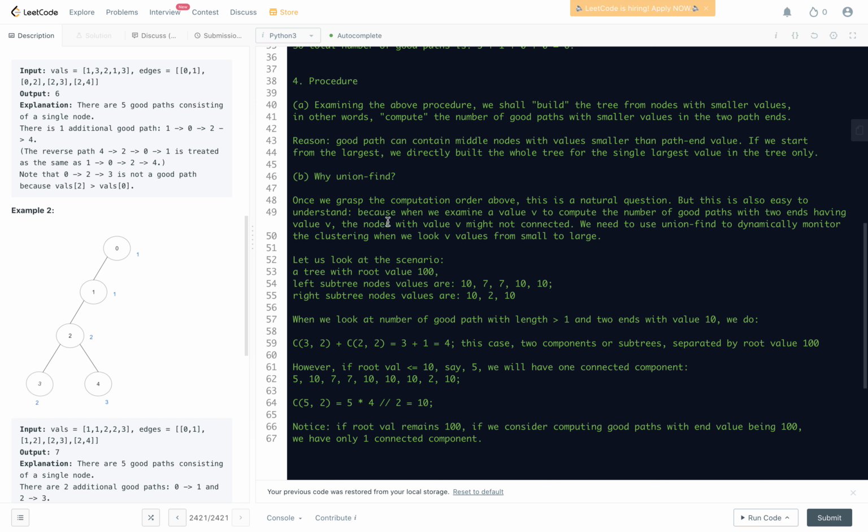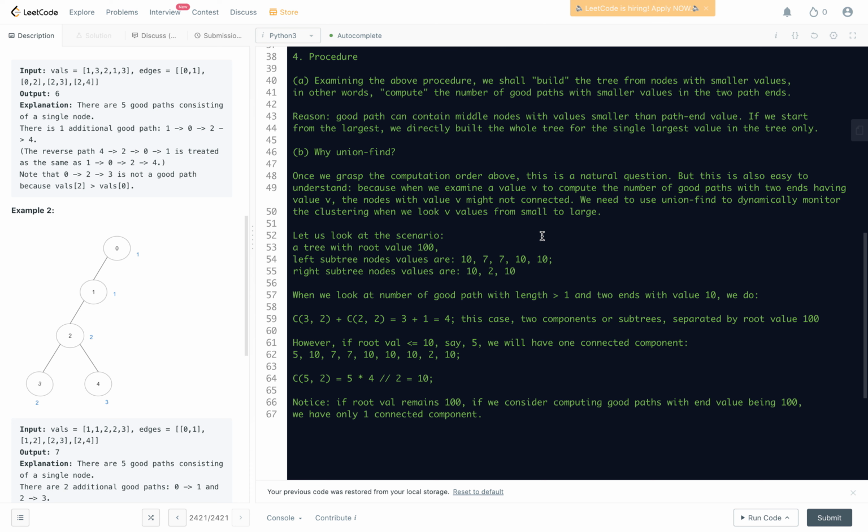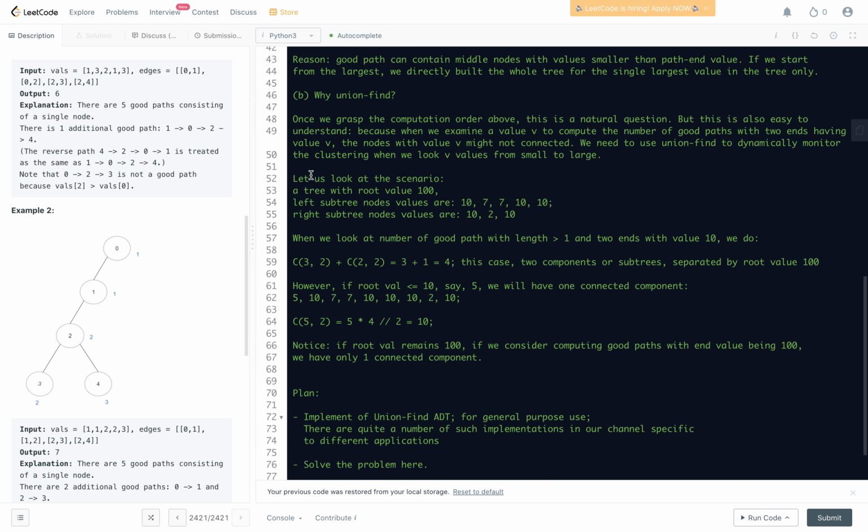This is also easy to understand, because when we examine a value v, to compute the number of good paths with 2 ends having this value v, the nodes with value v might not be connected, right? So we need to use UnionFind to dynamically monitor the clustering when we look at v values from small to large. So here, in order to better understand this point, let's look at one scenario.